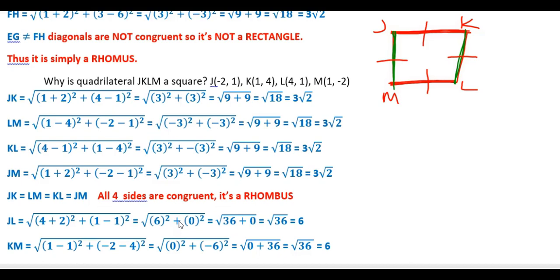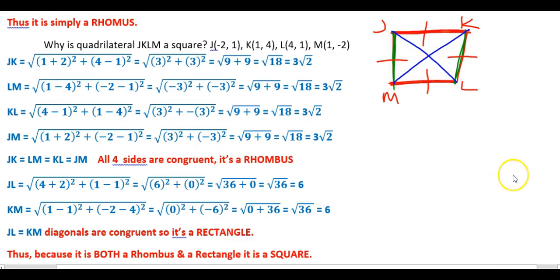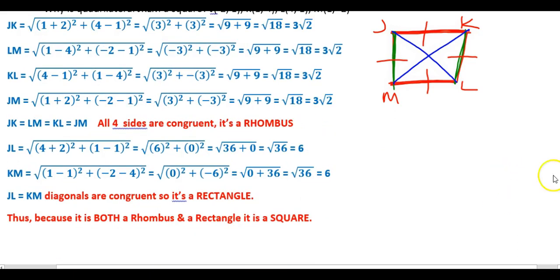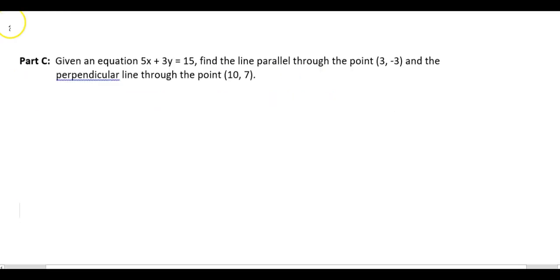Then we need to compare the diagonals, because if it's a rhombus and it's a rectangle, then we know it's a square. So we're going to compare those diagonals right there, JL and KM. When we did that, we got that JL was 6 and KM was 6. So if JL is equal to KM, then the diagonals are congruent, so it's a rectangle. Thus, because it's both a rhombus and a rectangle, it's a square.